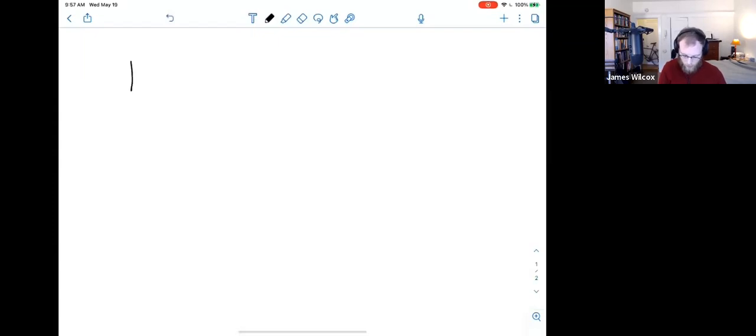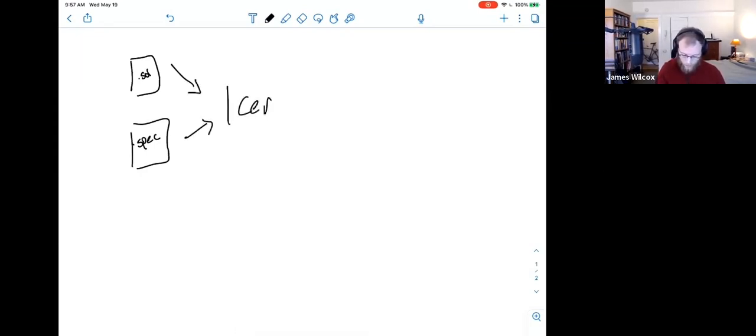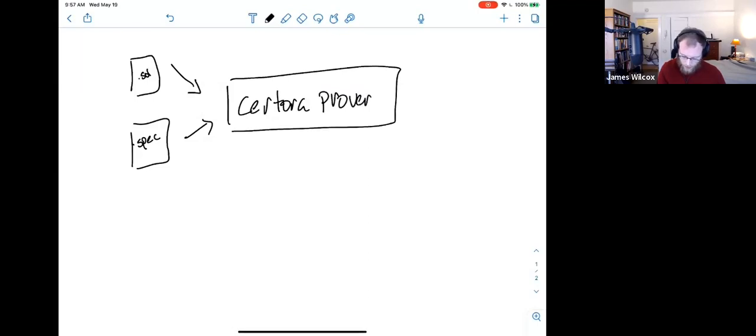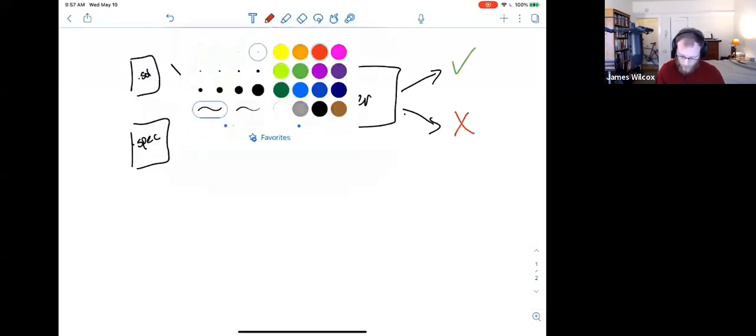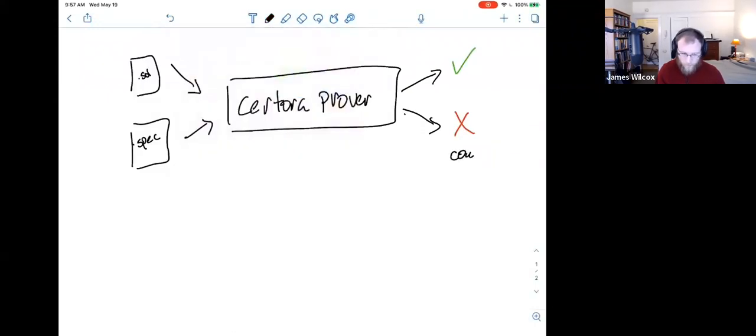The way that actually works is you have a .sol file, you have your contract, you have a .spec file, which is where you write the property that you want to show, and you send those to the Certora prover, which does magical things that I'll explain in just a second. And that basically gives you two possible outcomes. It gives you a nice big green check mark, or it gives you a red X. And if it gives you a red X, then it gives you some kind of counterexample.